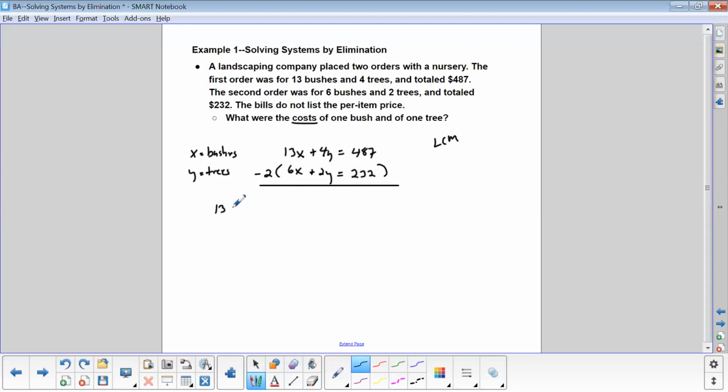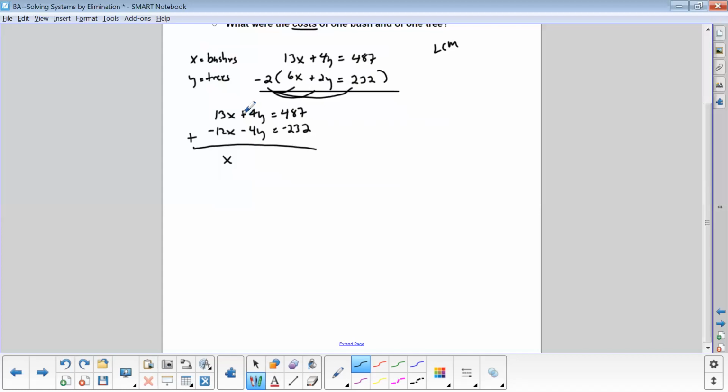So what I'm going to have is 13x plus 4y is equal to 487. And then I'm going to distribute the 2 to every term. So that'll be negative 12x minus 4y equals negative 232. So now I'm going to add those together. So that's going to leave me with 1x. And the y will eliminate and go to 0 because positive 4y and negative 4y would go to 0.